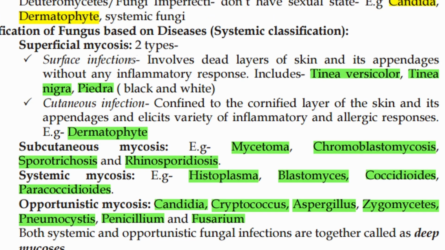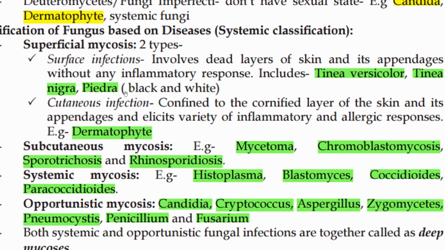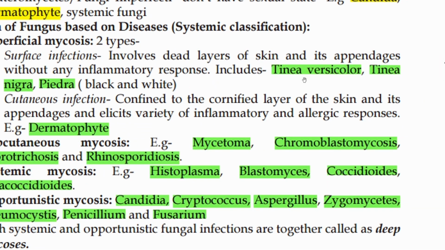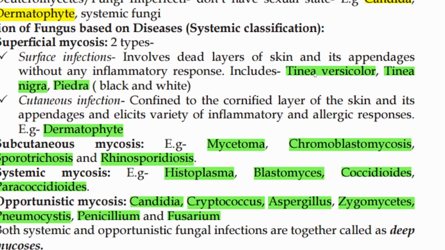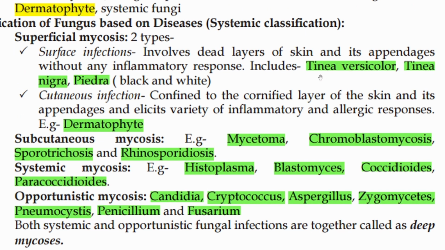Okay, so in superficial mycosis we have tinea versicolor, tinea nigra, tinea pietra. What is the meaning of tinea? Tinea means skin. All these tinea infections are called ringworm. Why are they called ringworm? Because if you type it in Google and see the lesion, it looks like a round, ring like structure. That is a misnomer, but they are called ringworm infections. So that is tinea versicolor.